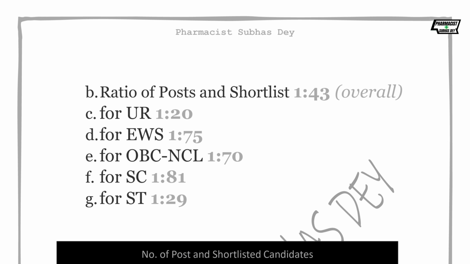So regarding the ratio of posts to shortlisted overall, for one post it has been noticed that around 43 candidates have been shortlisted. So why this much deviation? Because they used to claim that for a post where there is no skill test, they will call only 8 times, and if there is any skill test, they will call 16 times. But here we can see that they have called almost 43 times. For one post, 43 candidates have been shortlisted. Category wise also it is given. For UR it is 1 is to 20, and for EWS 1 is to 75. That's huge. OBC NCL 1 is to 70, for SC 1 is to 81, and ST 1 is to 29. So why this much deviation?